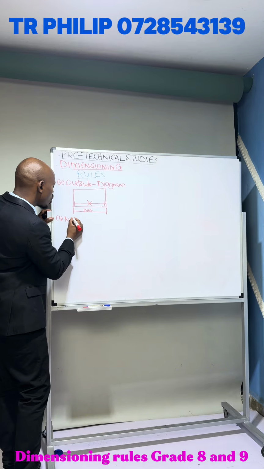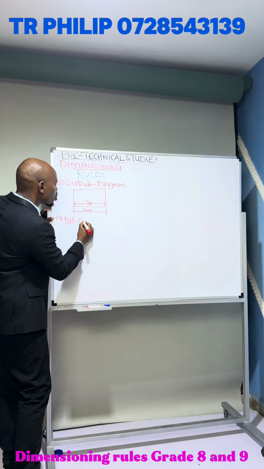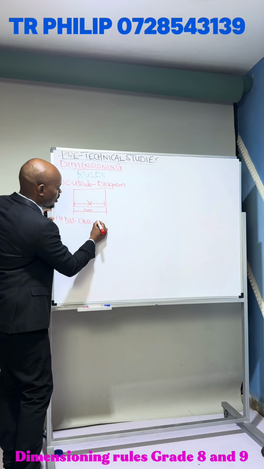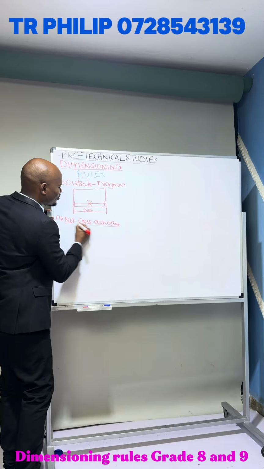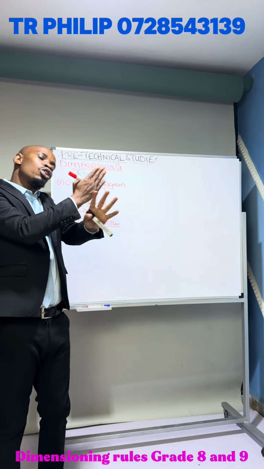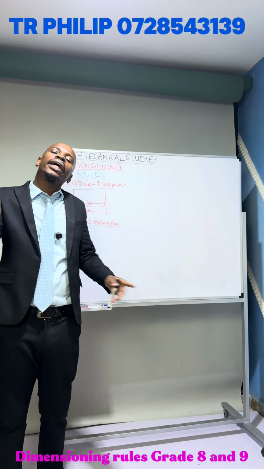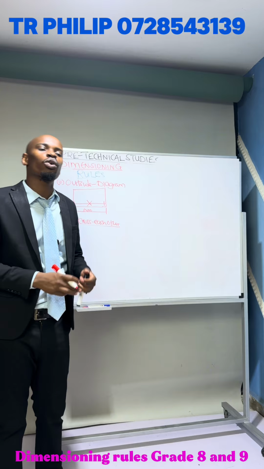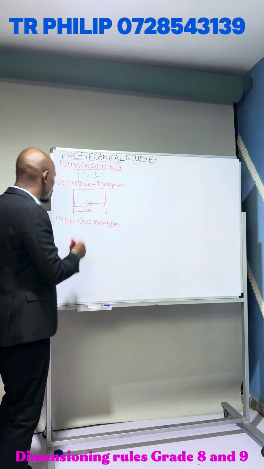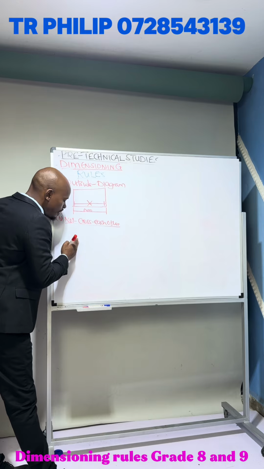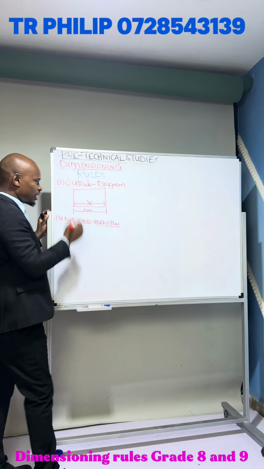Rule number two, dimensioning lines should not cross each other. Dimensioning lines should not form an X. The only X that should exist in your life is your X. But in dimensioning, that is a no-go zone. Dimensioning lines should not cross each other.